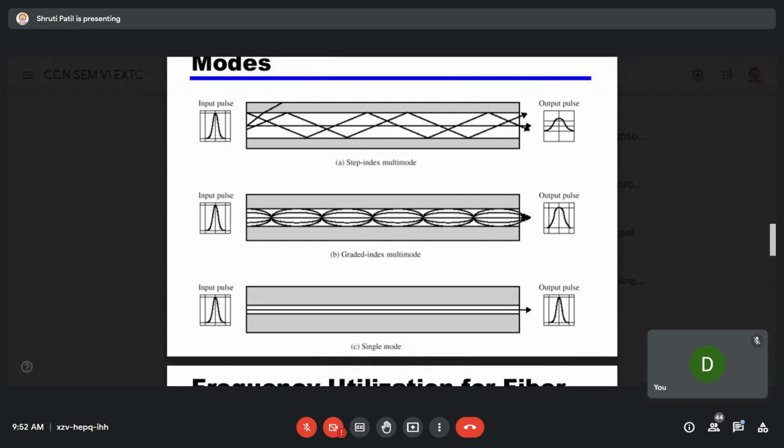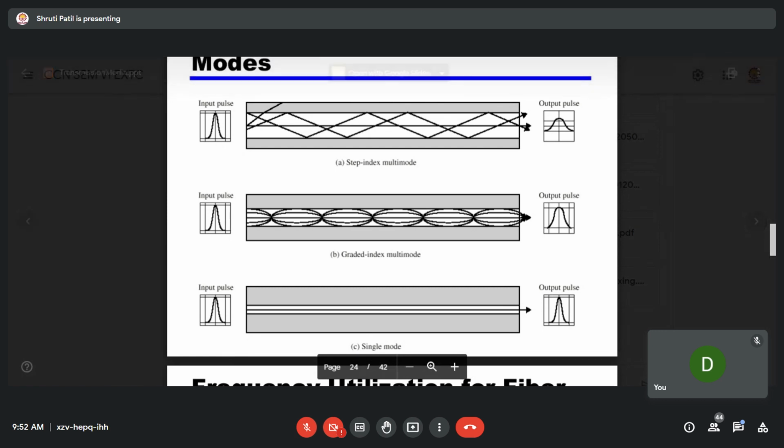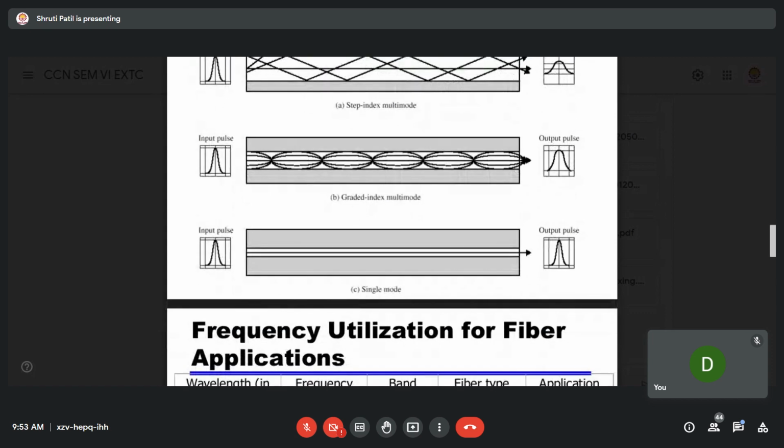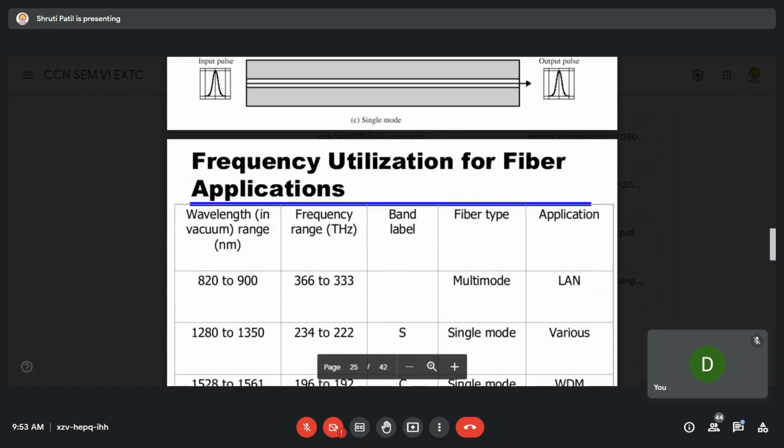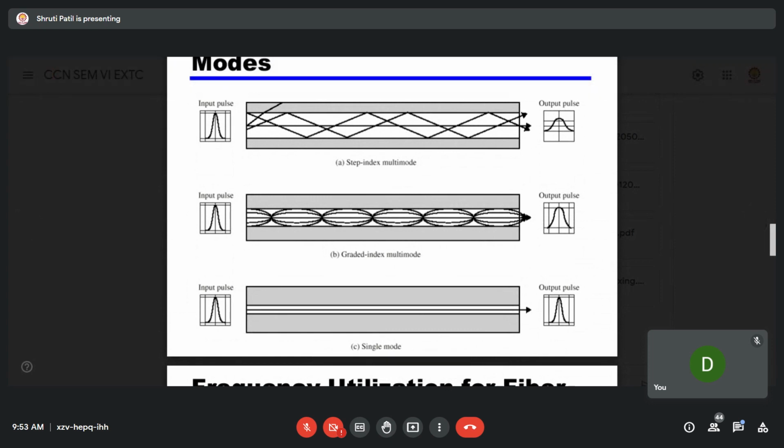There are different kinds of transmission modes. You have step index, graded index, and single mode optical fiber. We will not go into more details of optical fiber; you can learn it in the particular subject OFC, optical fiber communication. Here we just have to give the idea of how optical fiber transmission is done.